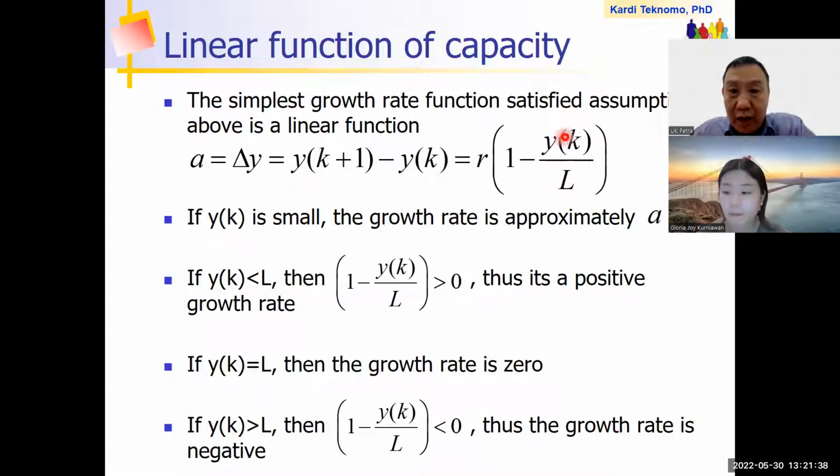So what will happen if yk is larger than L? This term is larger than 1, right? So 1 minus something larger than 1 means this one is negative. So in that case, the growth rate is negative. A is the growth rate. So this satisfies the assumption, isn't it? Okay.